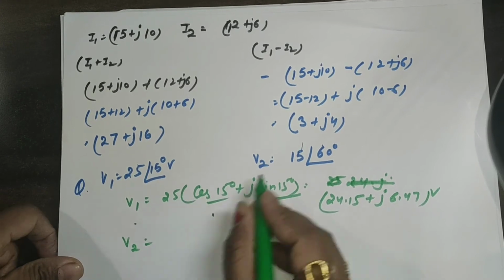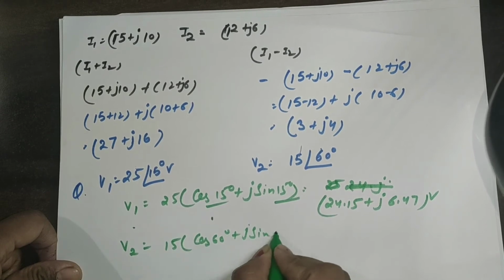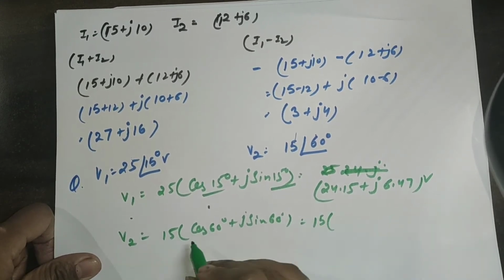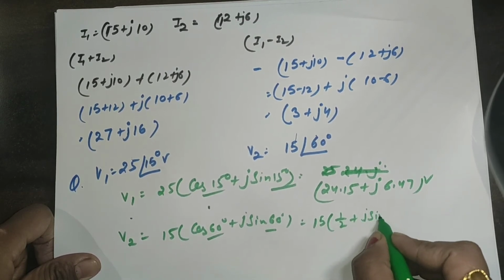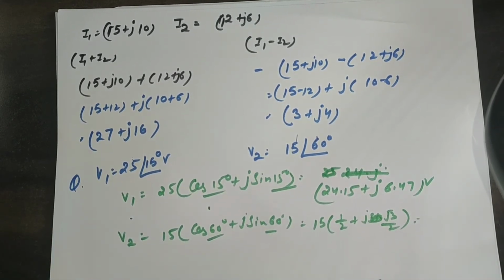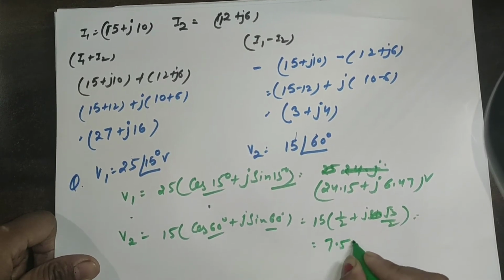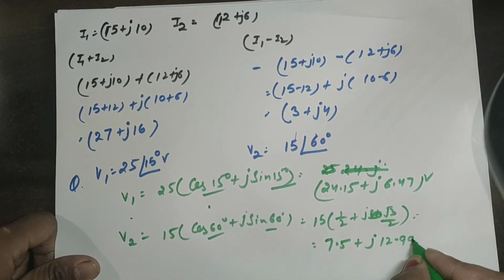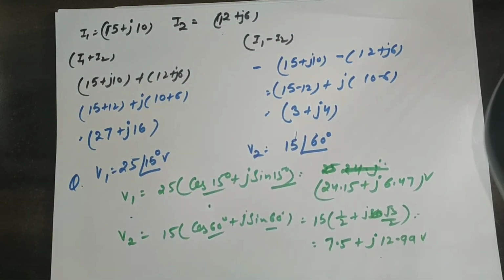Now V2 you get from here, that is 15 cos 60 plus j sin 60. I hope you all know the values of cos 60 and sin 60. This is a very simple value. Cos 60 is 1 upon 2 plus j sin 60, that is under root 3 by 2. These are very common values. So you get 7.5 plus under root 3 by 2 j, that is 12.99 volt. You get the two values in the rectangular form.